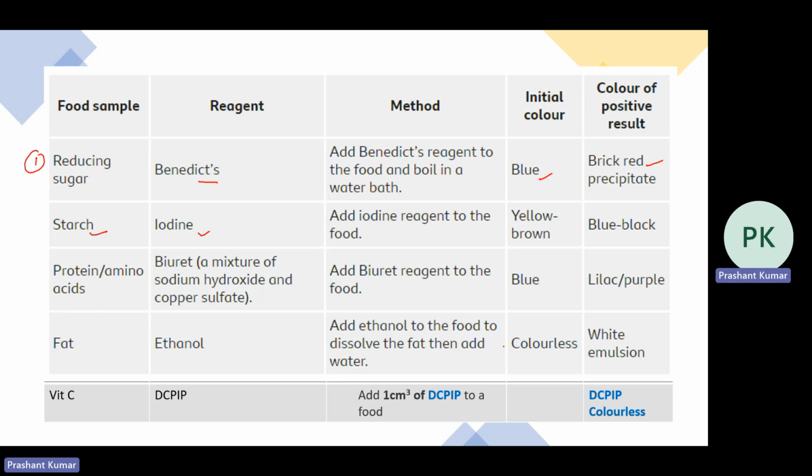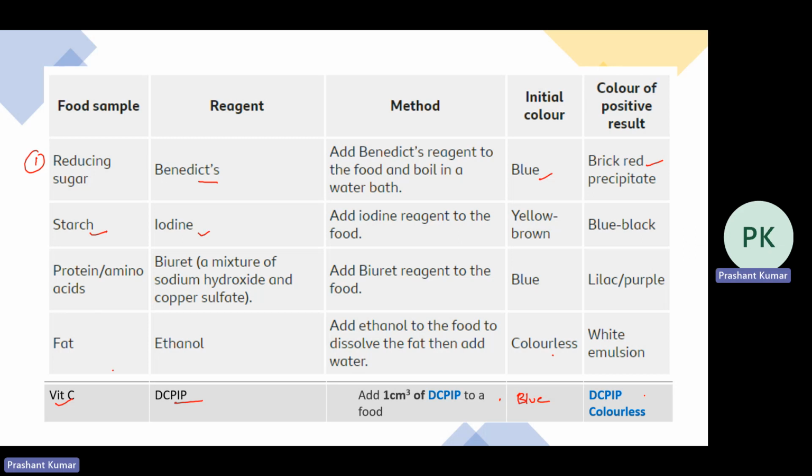For fat, we use the emulsion test. Initially it was colorless and later on it will become a white emulsion. Then in the case of vitamin C, we use DCPIP. We add DCPIP to the food, and the DCPIP will become colorless, meaning initially it was blue. After adding, the color will go. Blue color will not be there. Okay, that is a summary of the entire testing. So we have covered the core part of the syllabus.